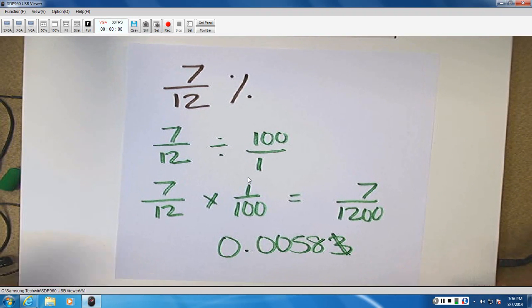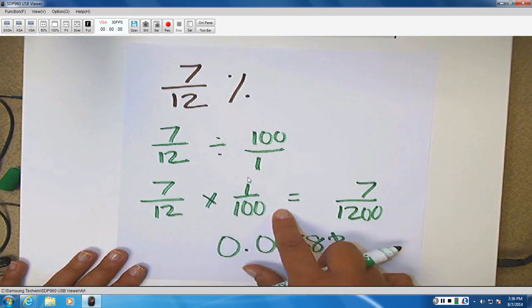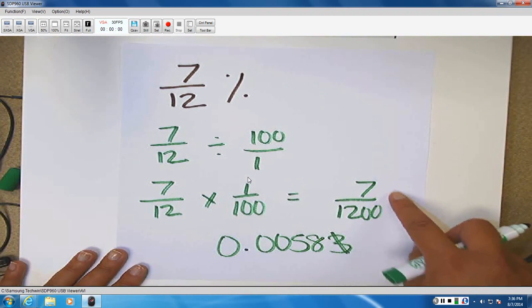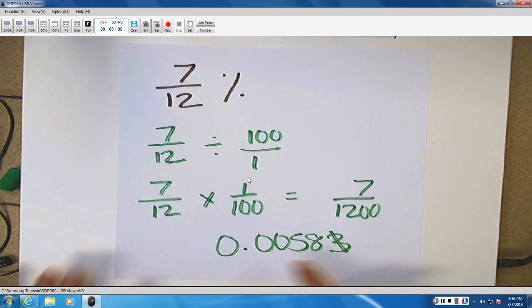So again, I essentially ended up multiplying 7/12 by 1/100. I ended up with 7/1200ths. I divided 7 by 1200 and ended up with 0.00583 or 0.0058. If it doesn't specify what to drop off at, then it's your choice.